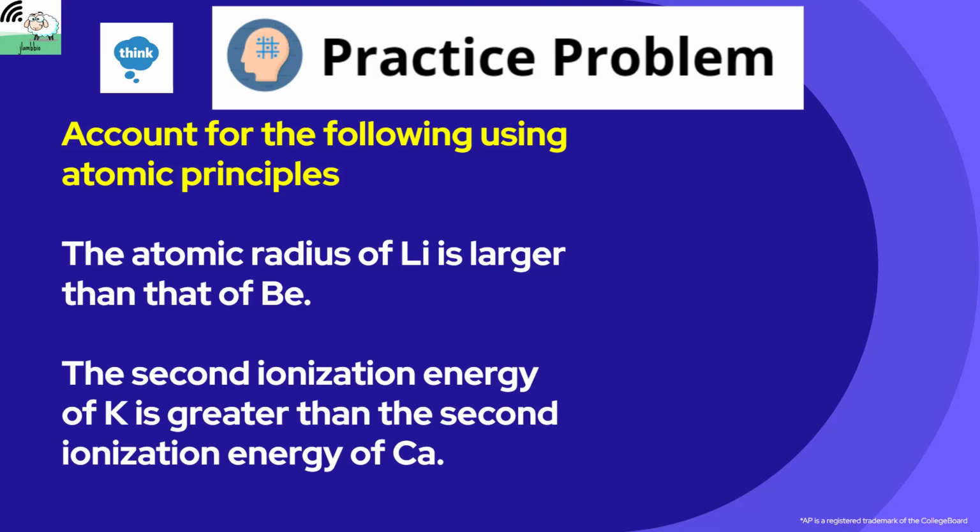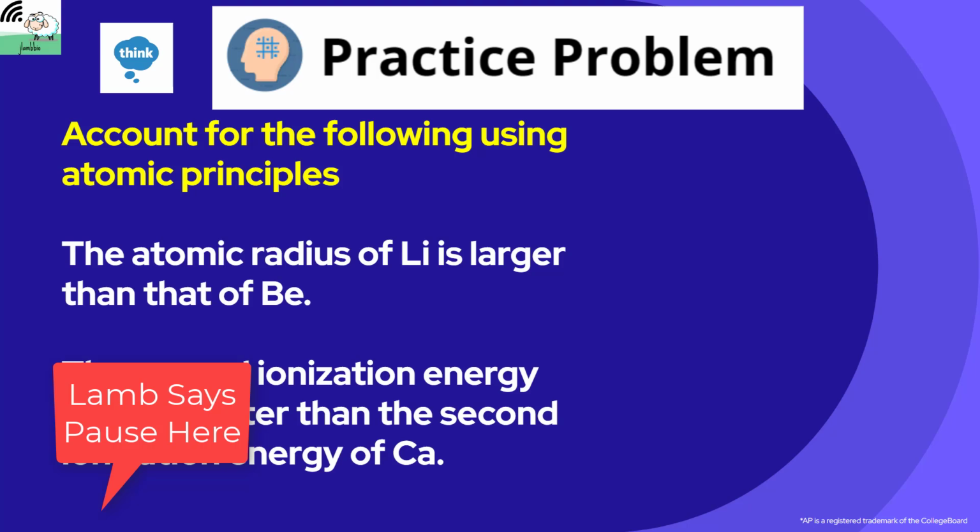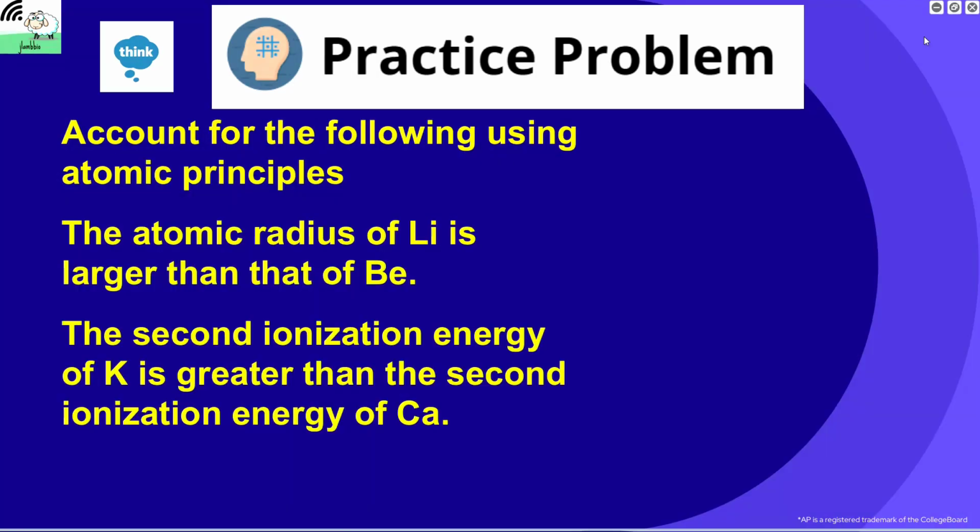So I want you to take a look at these two statements here and then do a little justification in regards to Coulomb's law. Again, claim, evidence, reasoning. State your claim. The radius of lithium is larger than that of beryllium. What's your evidence? Your evidence should be rooted in Coulomb's law, and then reason it out and justify why. Take a few moments with that, and I'll be with you in a moment.